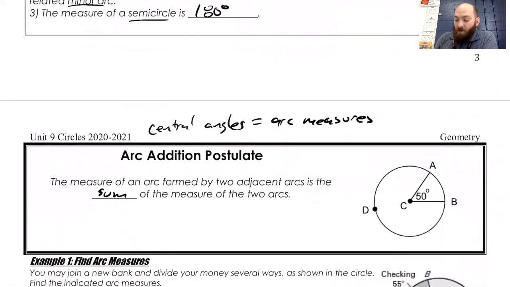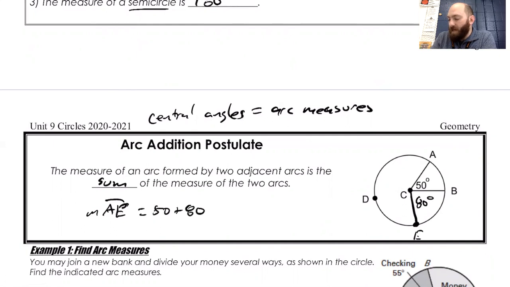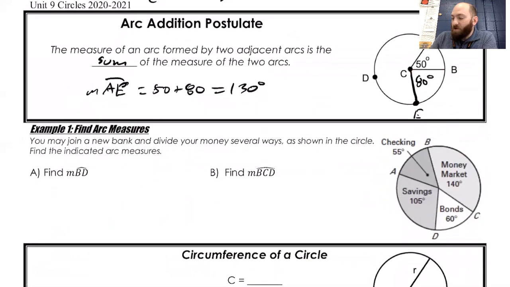When we do arc addition postulate, if we put two arcs together, then their total is going to be the sum of them. So for example, let's say I do this one here, and I call that 80 degrees. We'll call that point E. If I were asked the measure of arc AE, that is going to equal 50 plus 80, which is equal to 130 degrees. And that's it for that part. We can just add those together, as long as they're adjacent to each other. They're adjacent because of BC like that.